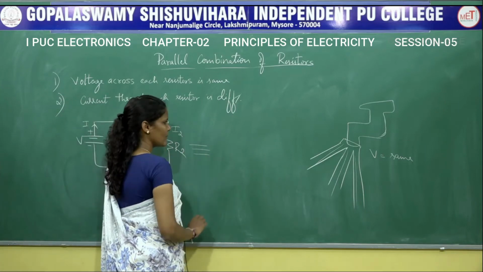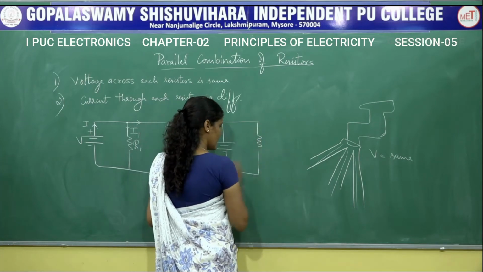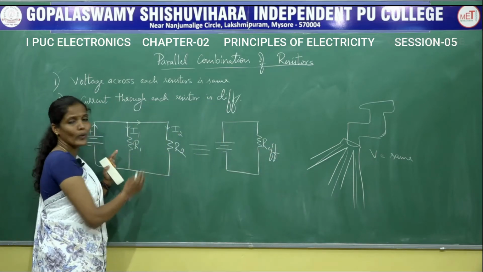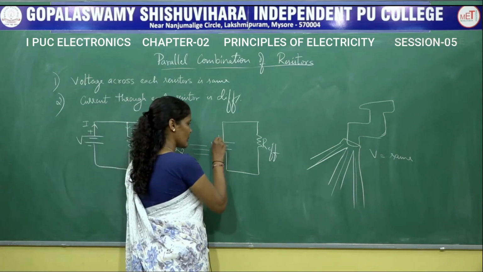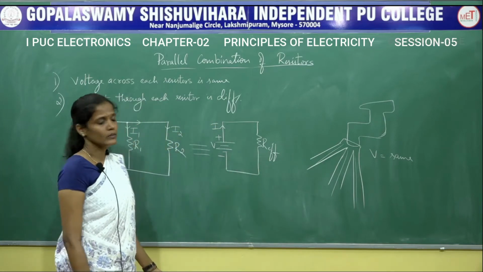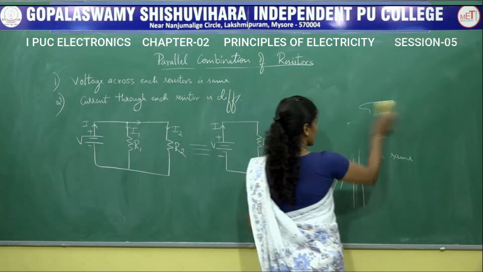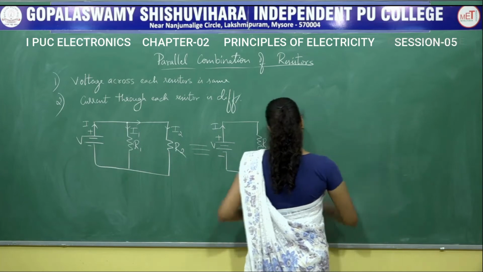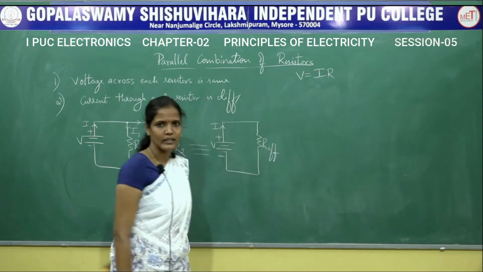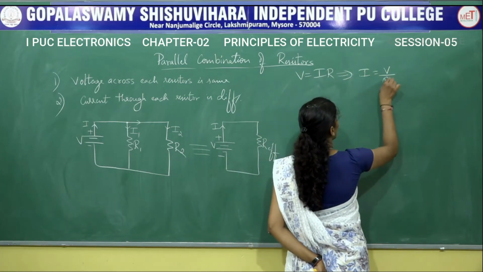This particular diagram must be equated with a single resistor whose value is equal to R effective, which will be replacing these two resistors which are connected in parallel. This is a voltage source, positive polarity, negative polarity. Here the current is equal to I and R effective will be replacing R1 and R2. Now we have to derive an expression for R effective. According to Ohm's law, we know that V is equal to I into R, or I can be written as V divided by R.